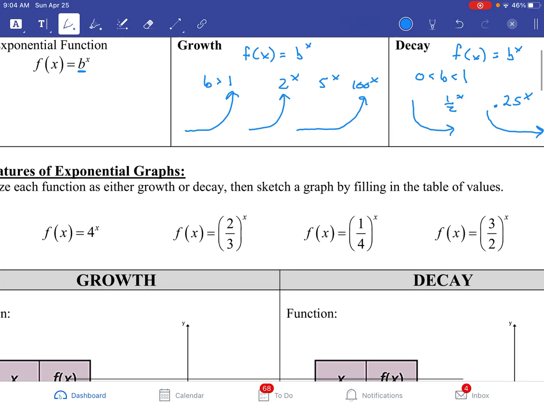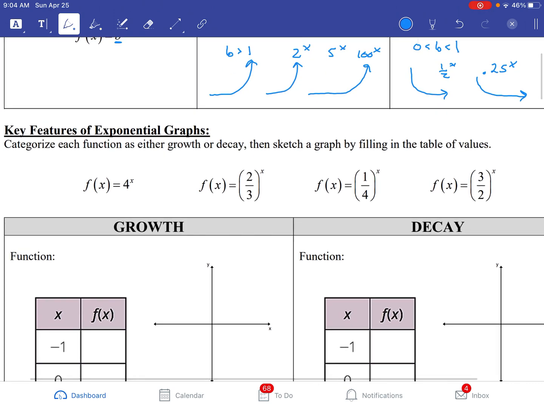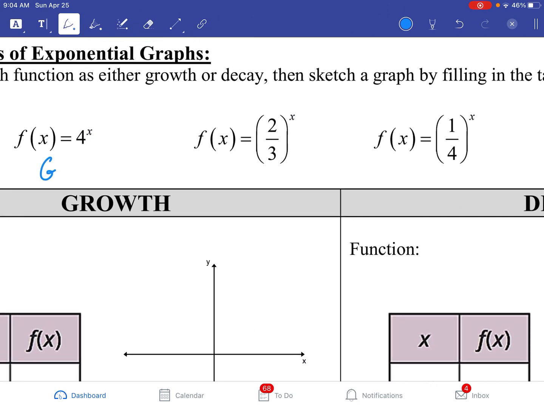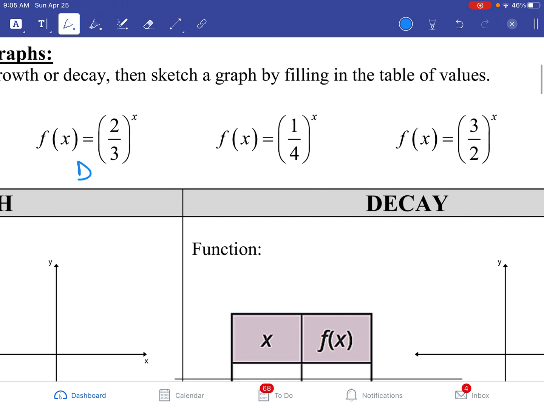Okay, so let's look at some of these examples that we have here of exponential graphs. You should be able to identify the graphs just by looking at them. For the first one, we have f of x equals 4 to the x. Because the b value here is bigger than 1, this is a growth. I'm just going to put G to make it easier and consistent. Here we have f of x equals 2/3 to the x. Now 2/3 is bigger than 0, but it's less than 1, so this is a decay. Here we have 1/4 to the x. Again, bigger than 0, but less than 1. This is a decay.